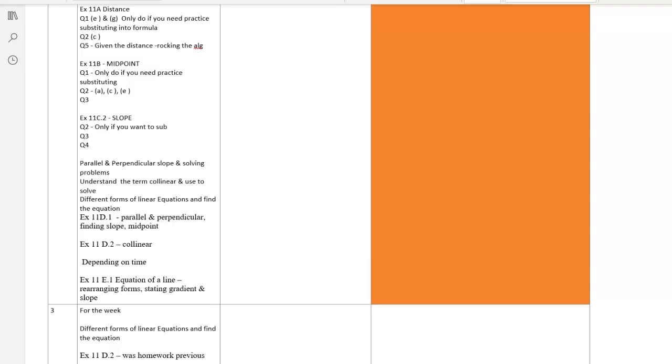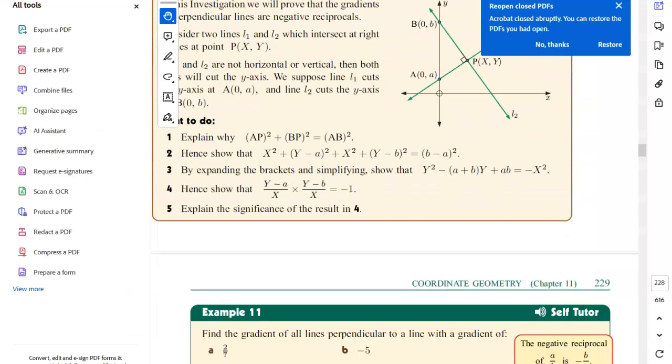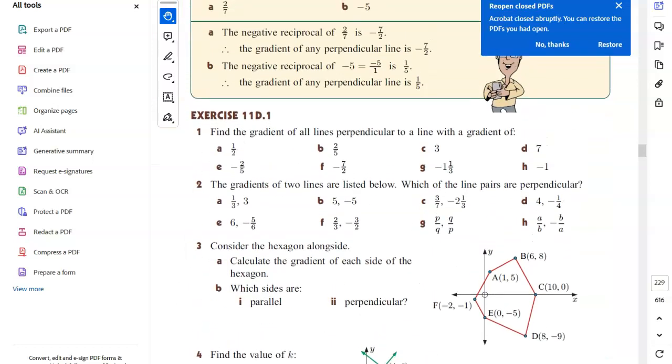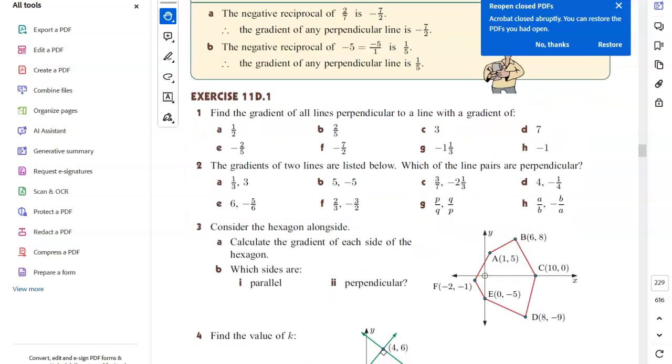So you'll see 11D.1. Some of you could actually work with a partner. Look at the first one. You might decide you're not actually going to write any of that down. Find the gradient of all lines perpendicular to. So what's perpendicular to negative 2?